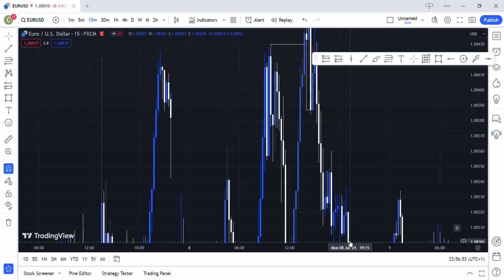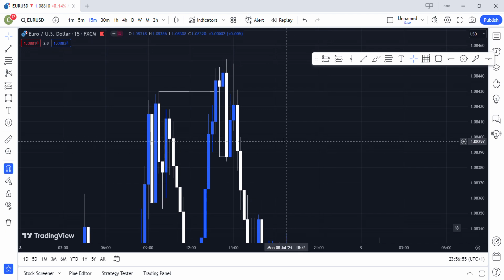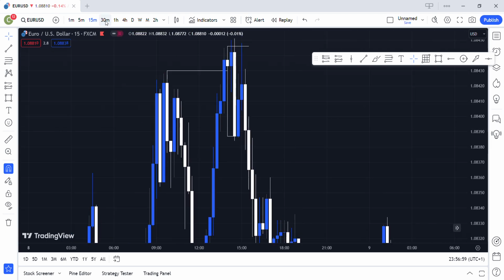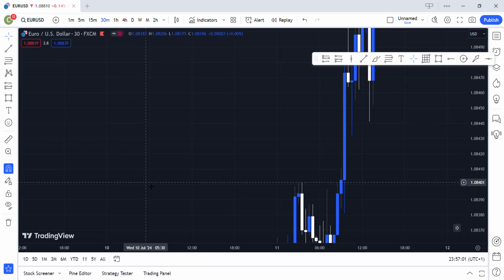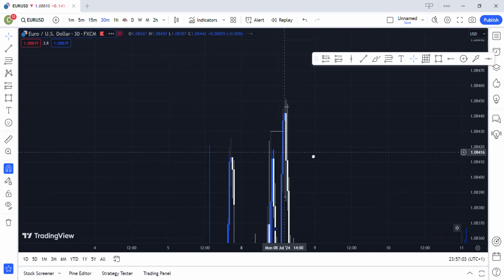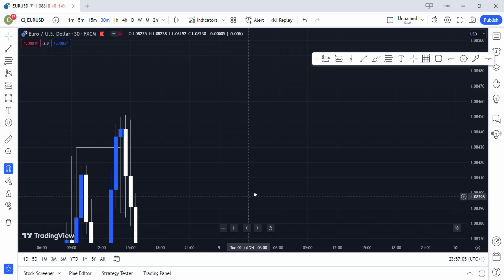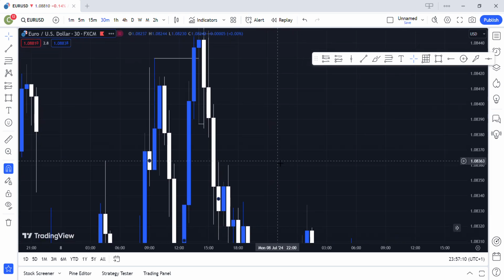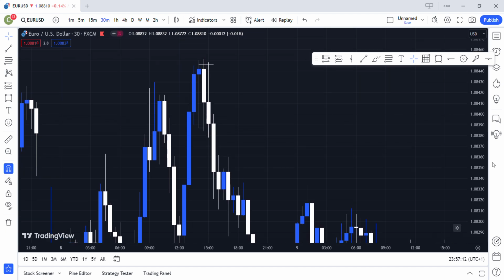Let's see. So we have a fair value up here, but it isn't respected. We'll go to the 30, and if not, it just might not have been. Looks like we've got a fair value gap there. No, so we never actually got into a fair value gap, so that wouldn't have taken a trade there.